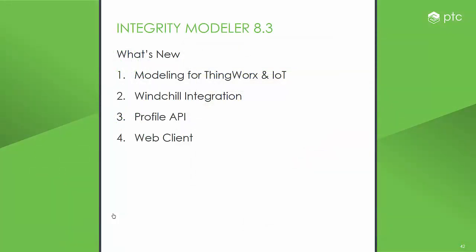So that's a more detailed summary of the new features of Integrity Modeler 8.3. We looked at modeling for ThingWorx and IoT with some real examples of that running. We looked at the new integration of Integrity Modeler and Windchill, looking at both productivity and traceability, and then we briefly looked at the Profile API and the new web client functionality.